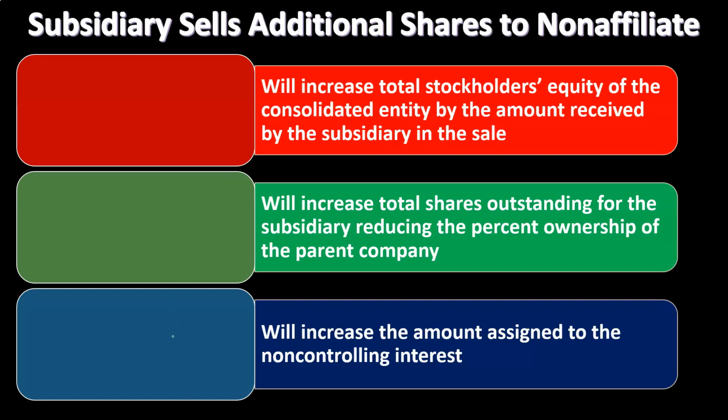It will increase the amount assigned to the non-controlling interest. So when we think about the non-controlling interest versus the controlling interest, if more shares went out to non-controlling people and nothing went to the controlling interest, then of course you would think that the controlling percentage or amount would go down, and that'll increase the amount assigned to the non-controlling interest.